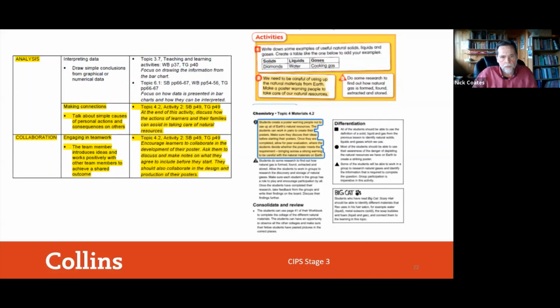The collaboration aspect is engaging in teamwork, and obviously we're encouraging learners to collaborate in the development of their posters. Ask them to discuss and make notes on what they agree to include before they start, and they also collaborate in the design and production of their posters, which covers the learning objective of engaging in teamwork. The team member introduces ideas and works positively with other team members to achieve a shared outcome.